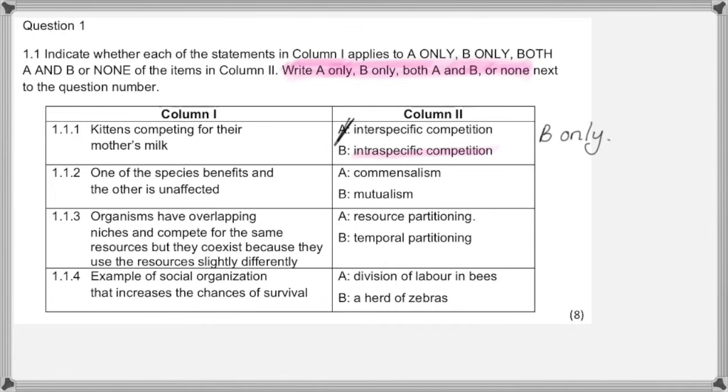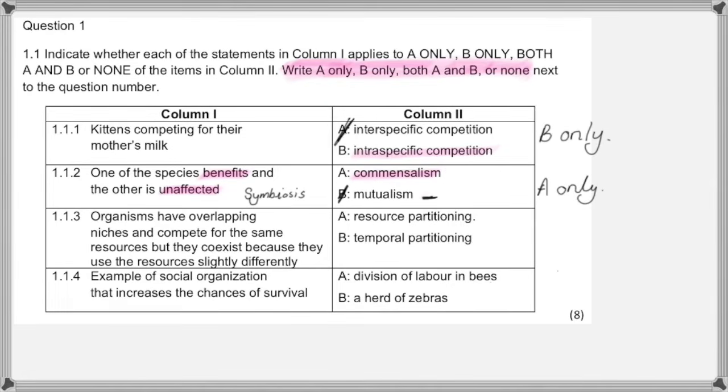If we look at question 1.1.2, one of the species benefits and the other is unaffected. So now we're looking at a type of symbiosis that exists between species, where one species benefits and the other is unaffected. This is a typical example now of commensalism, because a mutualism that we've just eliminated is where both species benefit from the relationship that exists in their symbiosis.